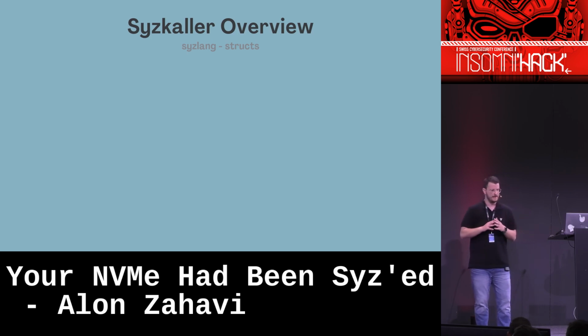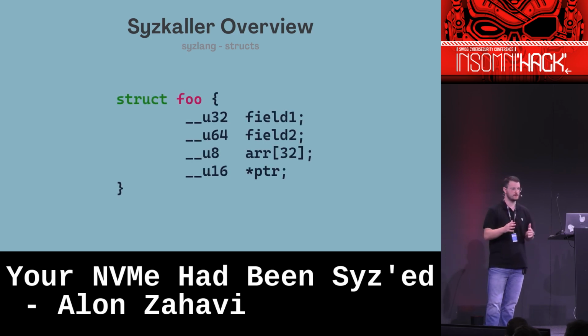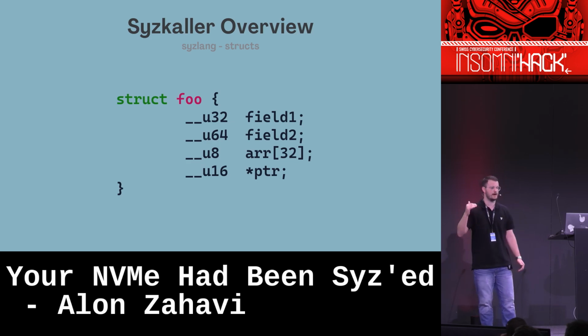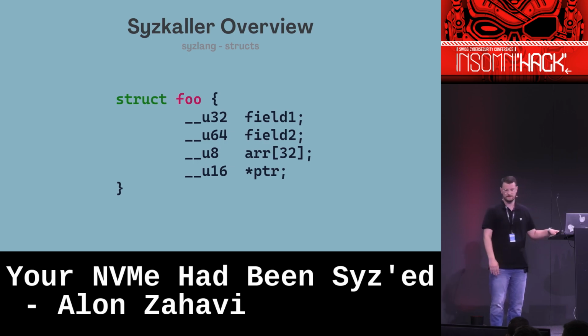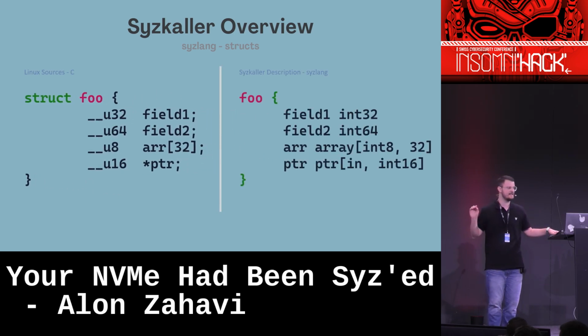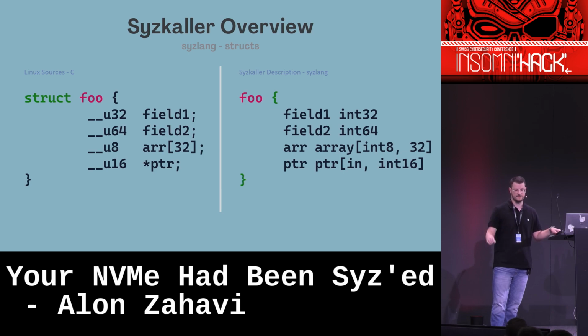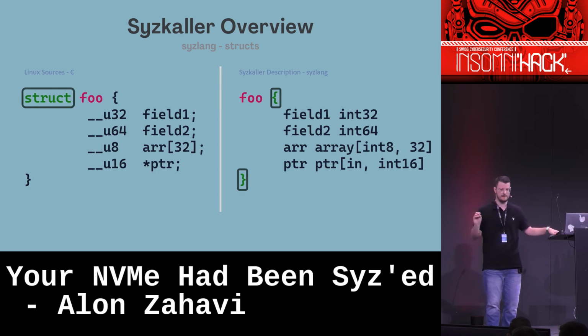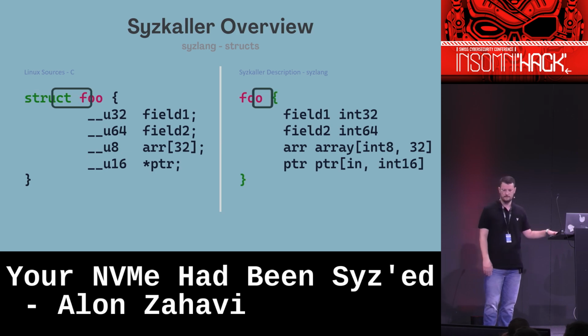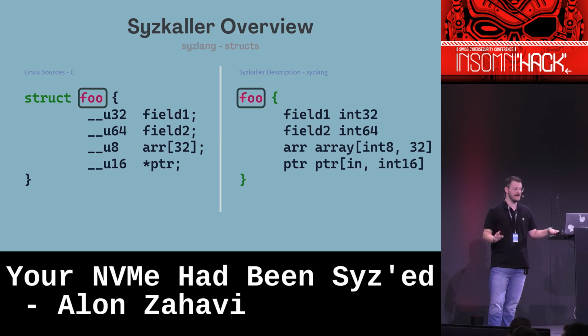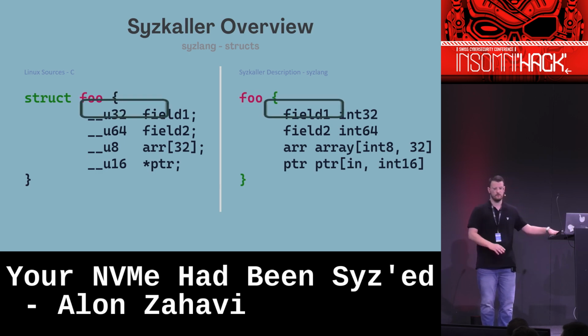But we don't only describe syscalls. We also need to describe structs. So on the screen right now, you can see the struct foo, written in C, which has 4 fields. And on the right, you can see the Syz equivalent of the same struct. To describe a struct, we use the curly brackets that just say to Syzkaller, this is a struct. We also have some other kind of brackets to do unions and other stuff. We also have the struct name. In this case, we have foo. Then we have the fields.